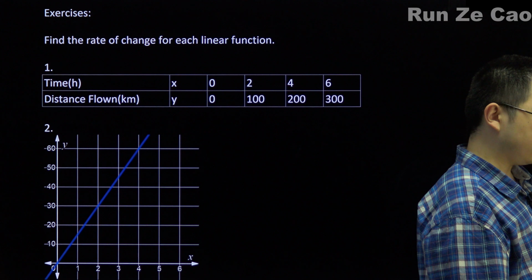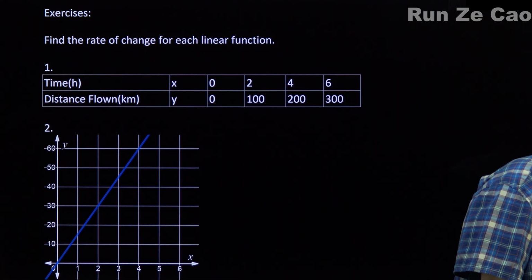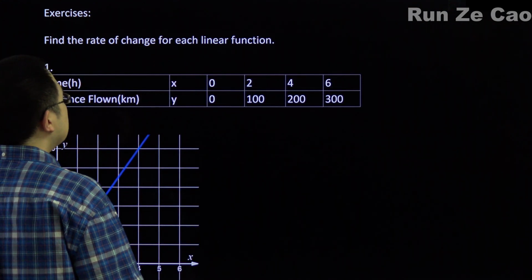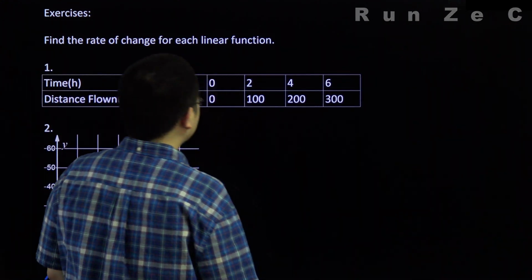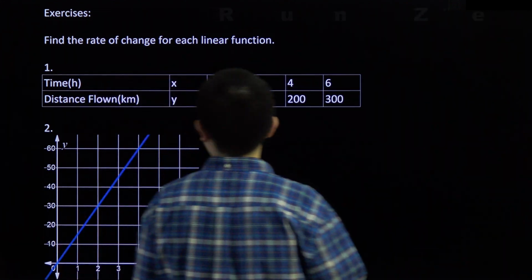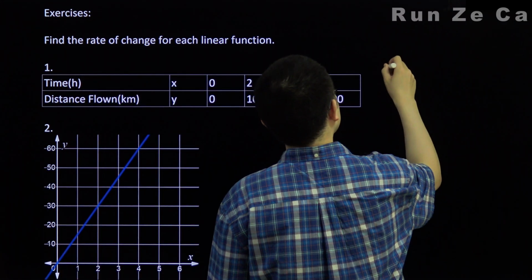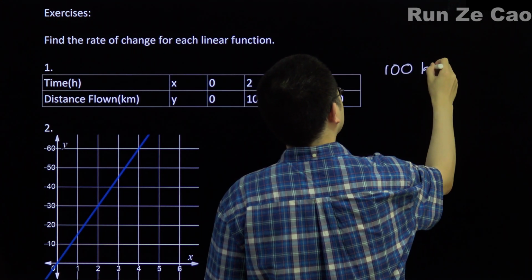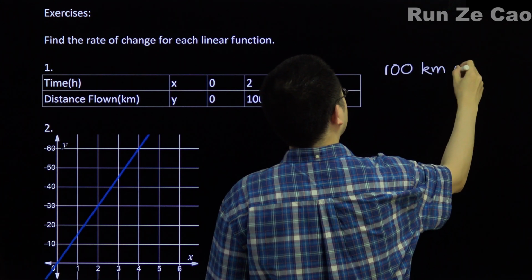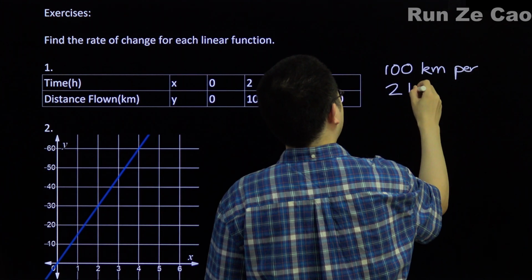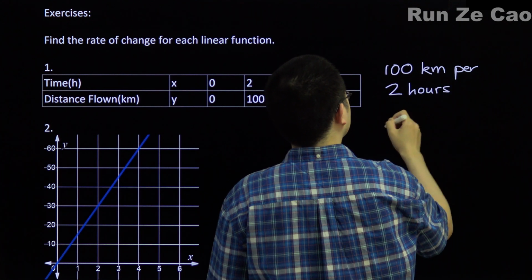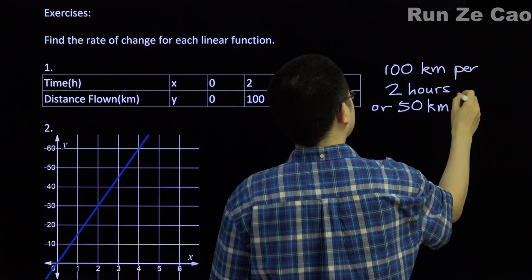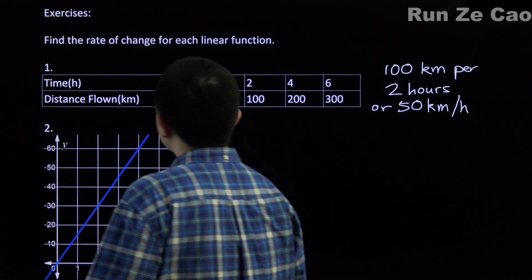Let's find the rate of change for each of these linear functions. Time in hours and distance flown in kilometers. For every 2 hours, 100 kilometers per 2 hours, or 50 kilometers per hour is the rate of change.